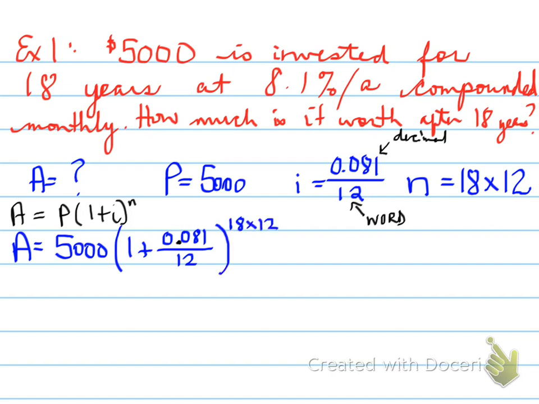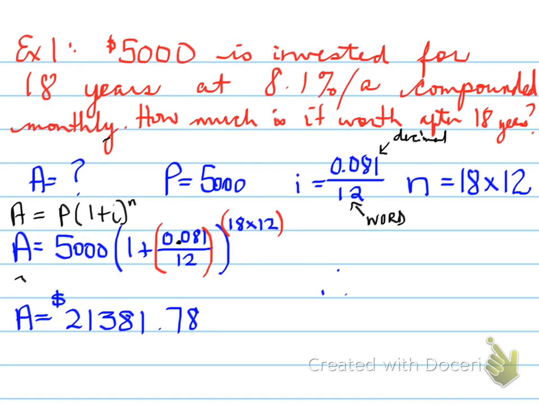Note I haven't touched the calculator whatsoever. Now what you will do is enter this into your calculator, using the exponent button and your division or fraction buttons to get the answer that you're looking for. After all of this, folks, sometimes you may need brackets around the fraction and the exponent, and you will get an answer of $21,381.78. That's right, folks. We write a therefore statement now.